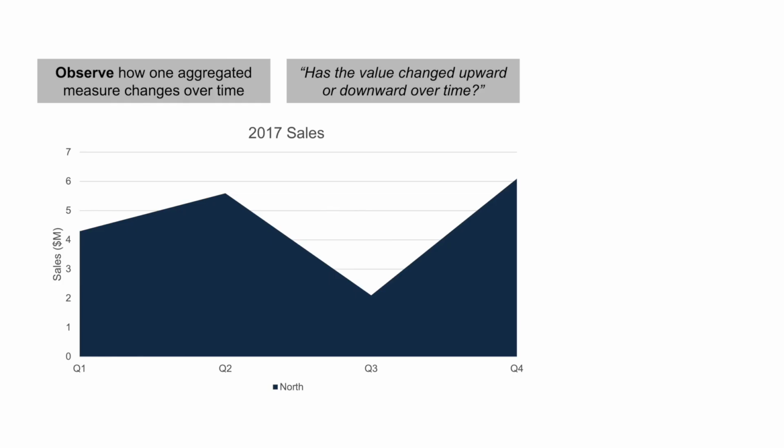Area charts are a lot like line graphs, but they have all of the area underneath filled in. Like line charts, area charts typically represent changes over time.